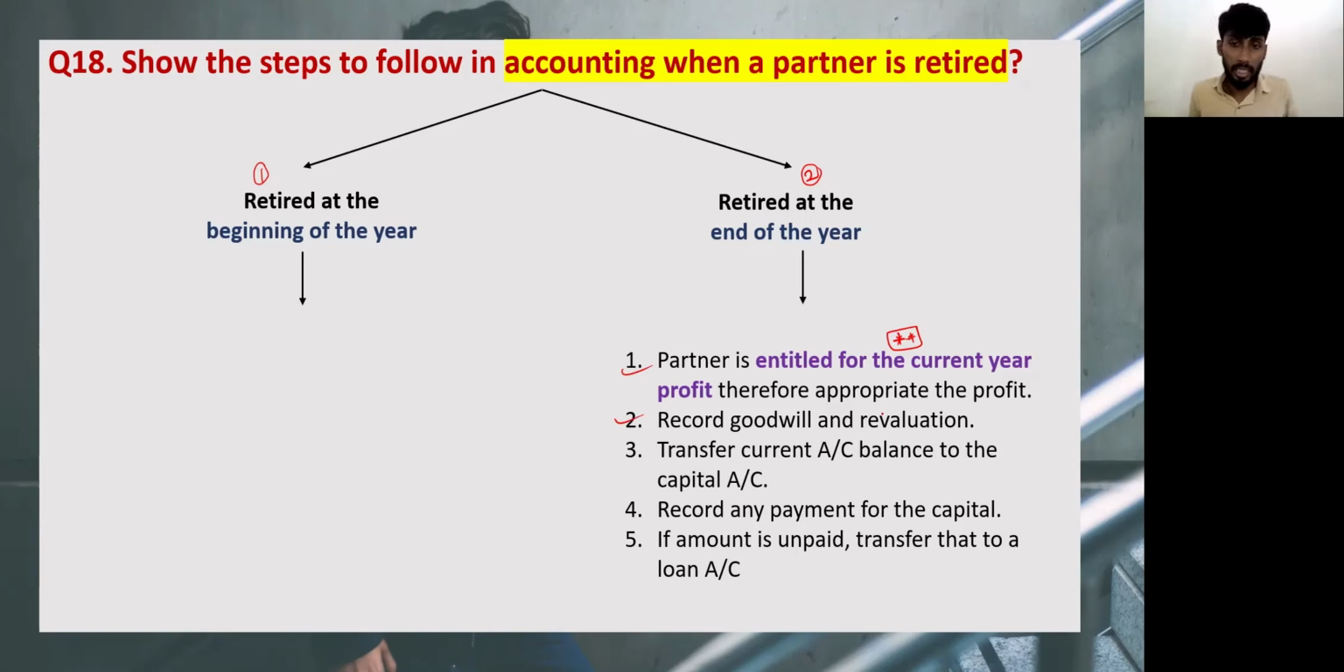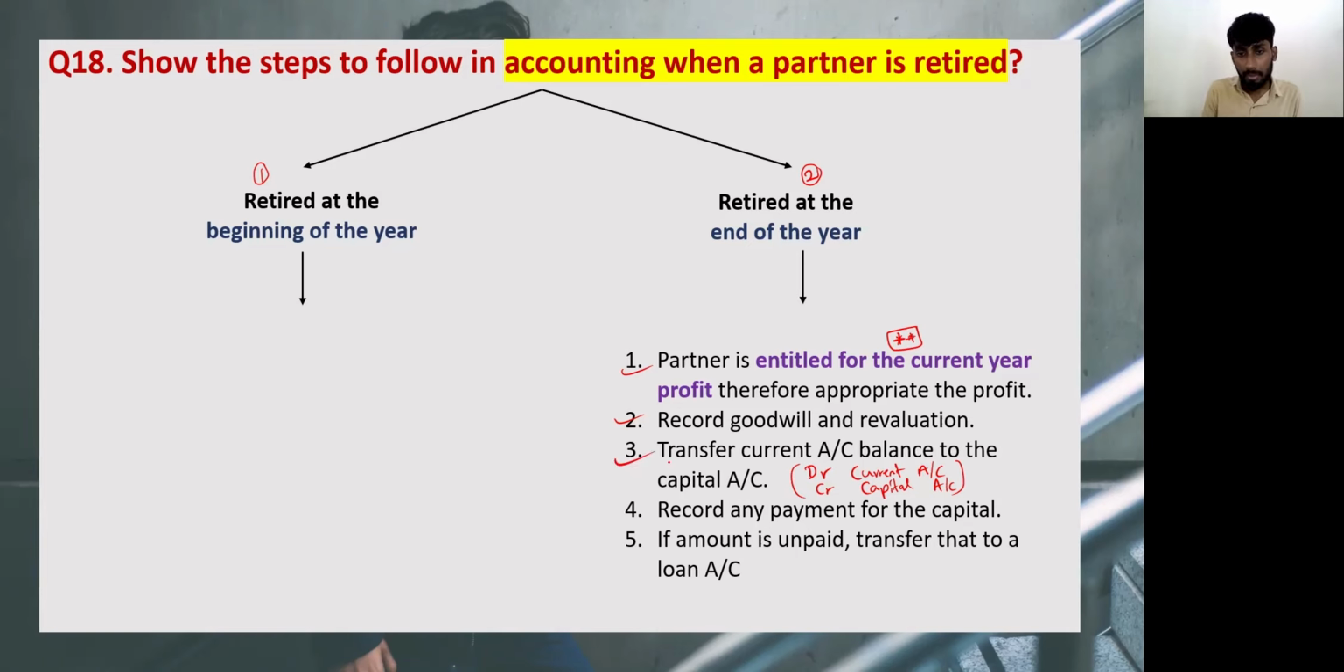After recording the goodwill, revaluation and the profit appropriation, we need to do one thing. We need to transfer the current account balance to the capital account. This is an important thing. Usually, if the balance is on the credit side, then we need to debit the current account and credit the capital account. Usually this is what happens. So we need to transfer the current account balance to the capital account.